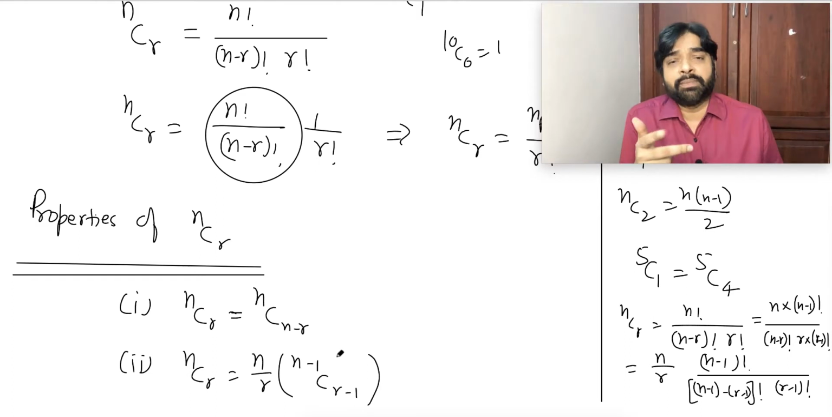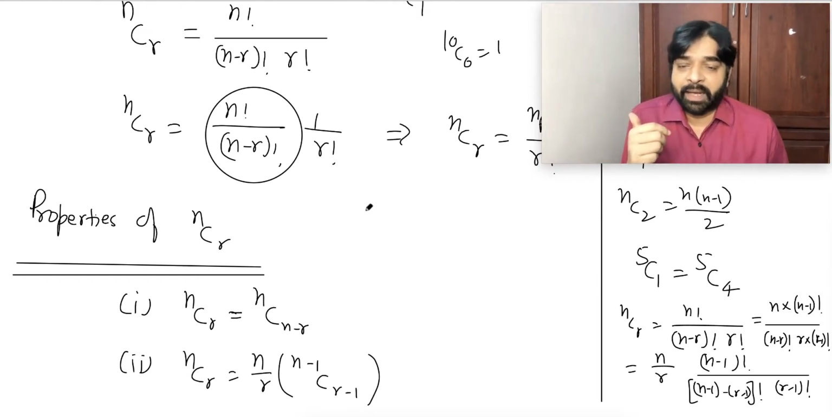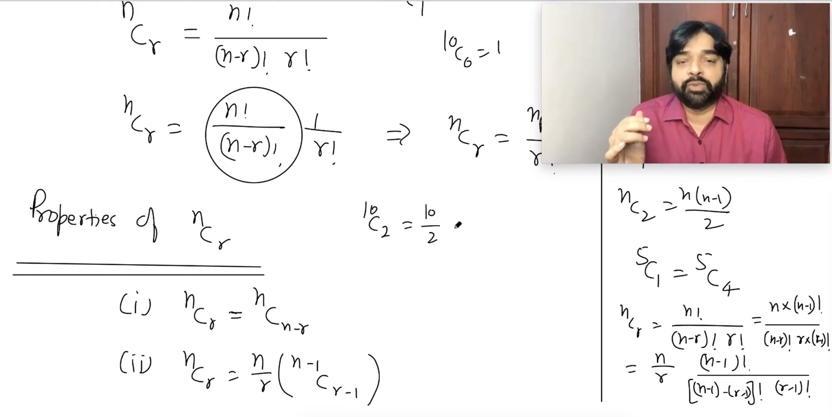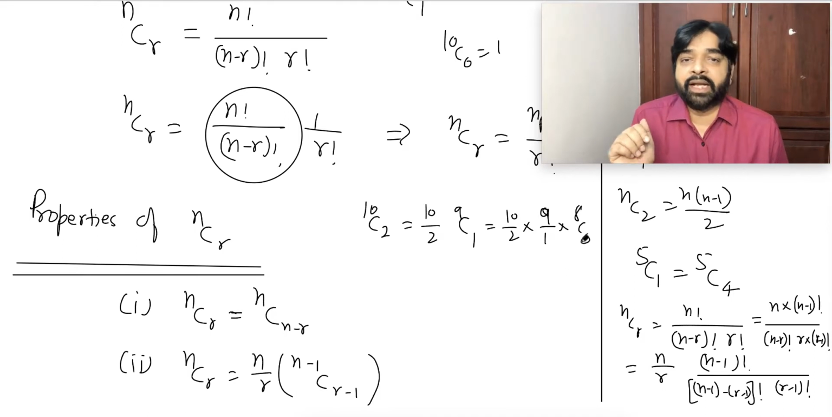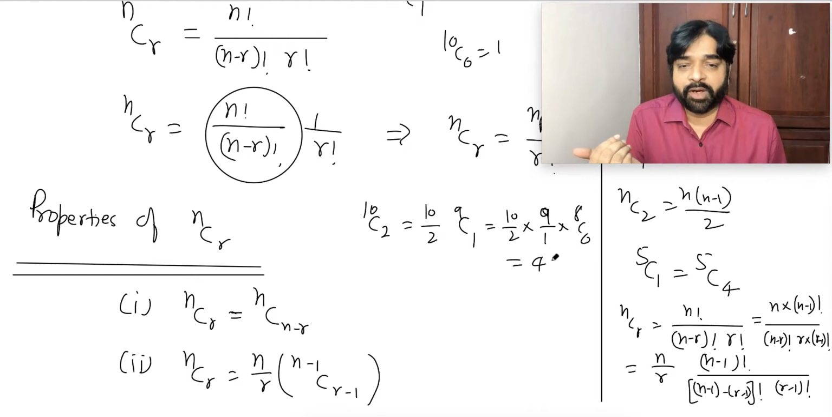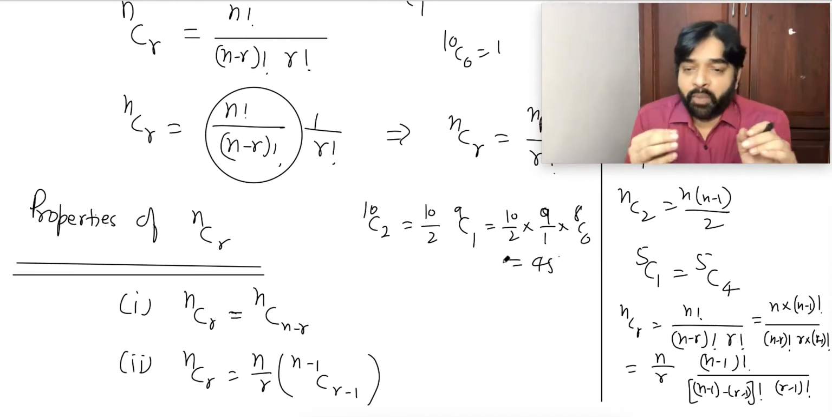This logic we also sometimes apply to calculate the value of NCR without using the factorial. For example, if somebody says calculate the value of 10C2, I will say this is equal to 10 by 2 into 9C1. And 9C1 again I can write as 10 by 2 into 9 by 1 into 8C0. And 8C0, all of you know, is 1. So the value will automatically be 10 into 9 by 2, which is 45. This way also we can do the calculation when we want to get the value of NCR.